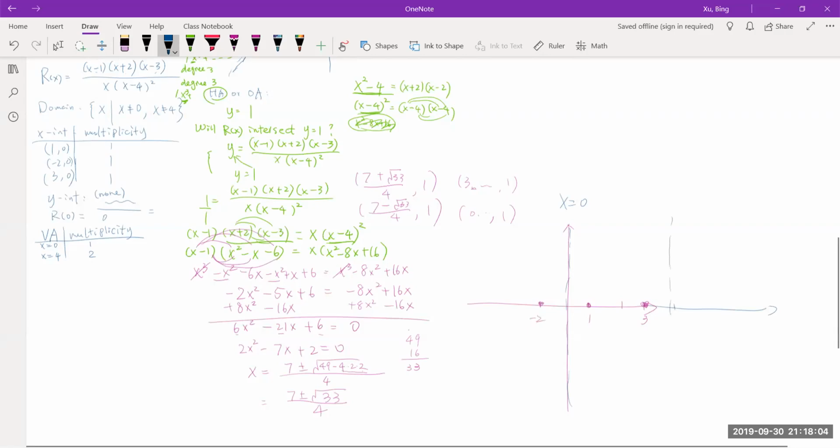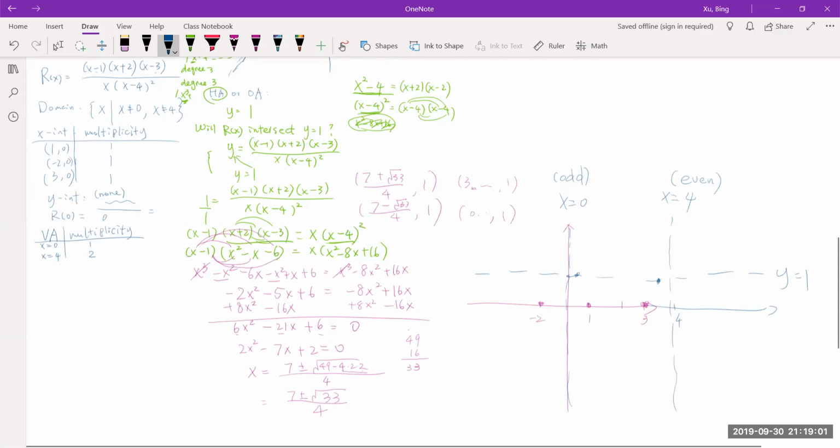Now, let me mark this one is odd, and the other one is even. So now what else? We have one horizontal asymptote, which is y equals 1. Our graph will intersect this horizontal asymptote y equals 1 at 3 point something, so somewhere here, and the other place is somewhere 0 point something. So we'll intersect the horizontal asymptote at those 2 points. And no y-intercept.